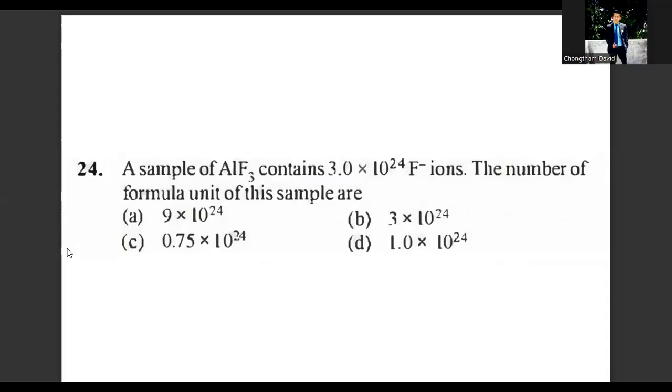Next, 24. Aluminum fluoride contains 3 into 10 to the power minus 4 fluoride ions.